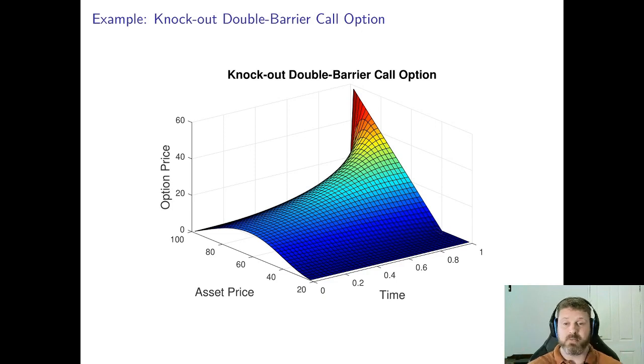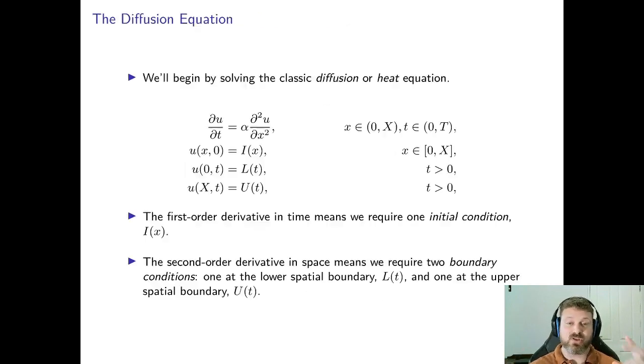However, before we jump into pricing options like this, we would start with the diffusion equation, or the heat equation. And the reason we start there is the diffusion or heat equation is incredibly well studied. It has some physical intuition. You can think about it as the rate at which heat diffuses through a medium. And you can actually transform the Black-Scholes PDE into this form.